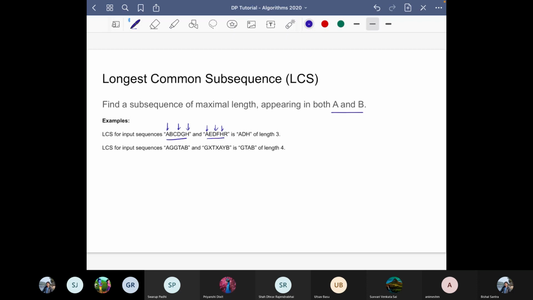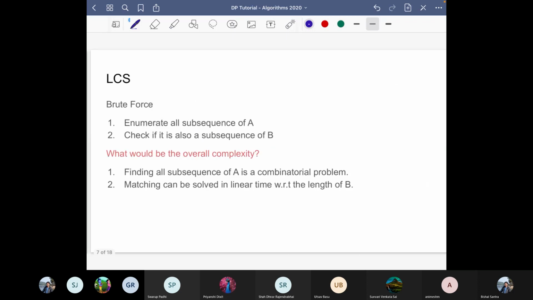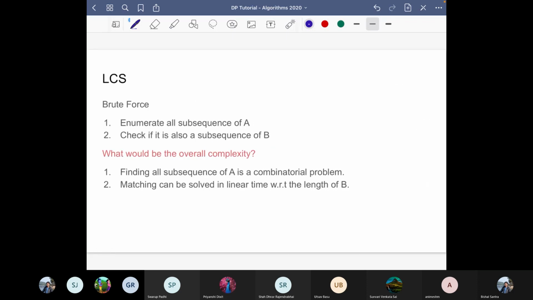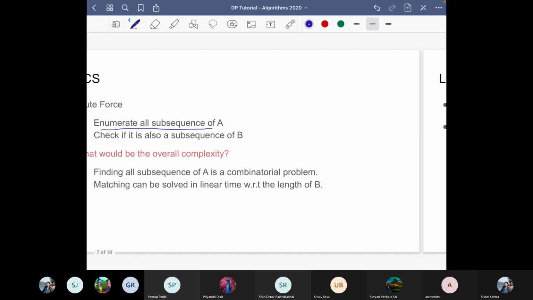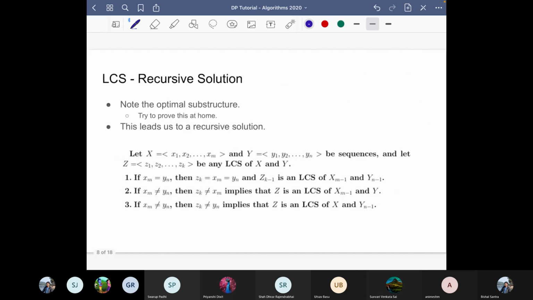So we need to devise an algorithm to get this longest common subsequence for two inputs. Now if you think about the brute force solution, you can enumerate all the subsequences of A and check if that subsequence also appears in B. As you can see, enumerating all subsequences of A is a highly complex solution, and it will have combinatorial complexity. So that will take a lot of time. The matching can be simple, but this first step is very complex. So even if you implement this, for very long sequences you will not be able to run this code. That's why we need to look into some other solution.